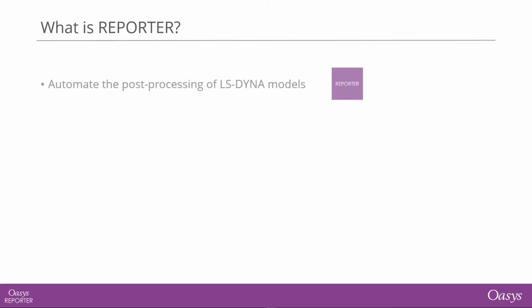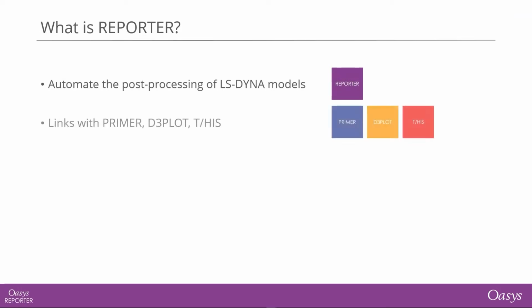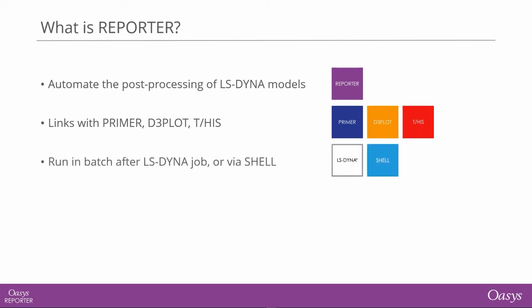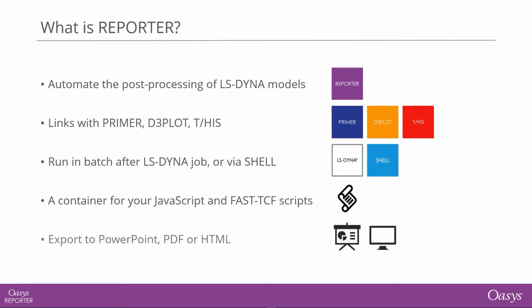Reporter is a powerful tool for automating the post-processing of your LS-DYNA models. It links with Primer, D3PLOT and THIS to extract images, graphs, and other key results data. You can set up Reporter to run in batch from the command line after each of your LS-DYNA jobs, or you can configure it to run in batch from shell. You can use Reporter templates as a container for your JavaScript and FastTCF scripts to manage all of your automation tasks in one place. And the reports can be exported to PowerPoint, PDF, or HTML for sharing with your team.